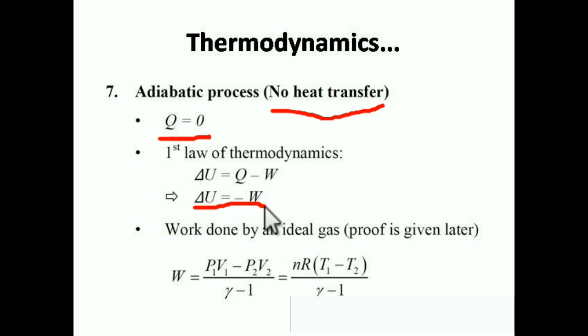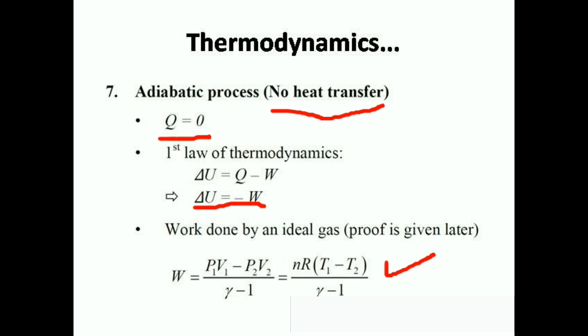Now, what is the formula of W here? The formula of W can be written as P1 V1 minus P2 V2 upon gamma minus 1. And P1 V1, as per the ideal gas equation, can be written as nR T1, and P2 V2 can be written as nR T2. So finally, it can be written as nR (T1 minus T2) upon gamma minus 1. This is also the formula of work done for the adiabatic process. We are not going for the derivation here because we don't need it. Don't do that thing that you don't need. Here the formula is important.